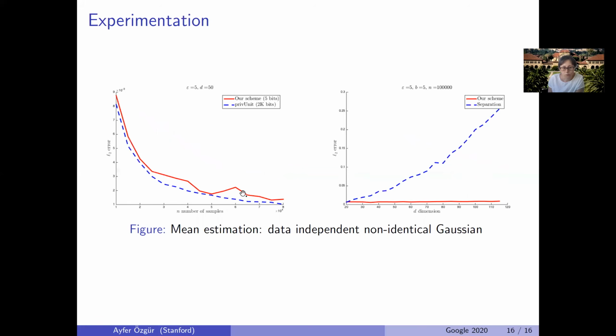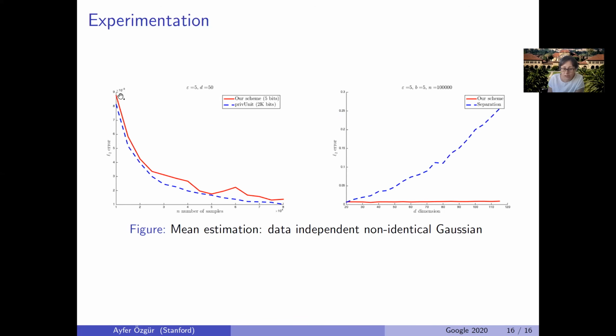Okay, and maybe I'll show you one plot related to the mean estimation setting. So here, if you take the optimal privatization mechanism for this mean estimation setting, this is this blue curve. This achieves the optimal accuracy privacy trade-off. But you see that the number of bits it needs per sample is like 2,000 bits per node in this particular setting for this set of parameters. But our scheme can achieve a similar performance by using only 5 bits per sample per node.